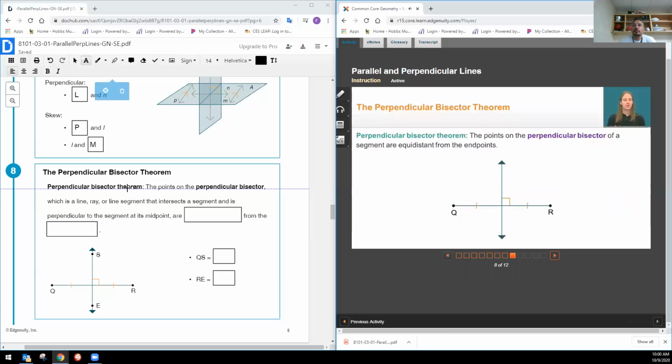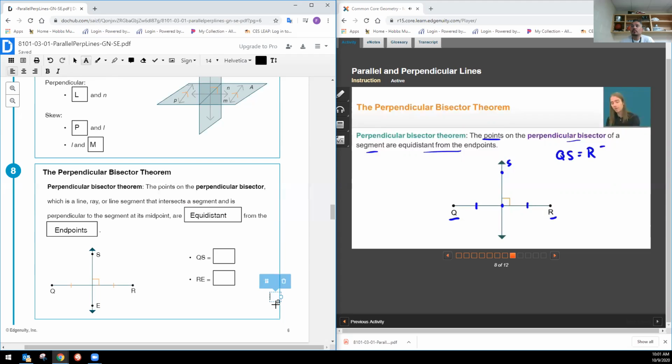The perpendicular bisector theorem tells us about the distance between points along a perpendicular bisector of a line segment and the line segment's endpoints, shown right here. We already know that a perpendicular bisector must intersect a line segment at its midpoint, which means that point is equidistant from the 2 endpoints of the segment. The theorem actually tells us that all the points on the perpendicular bisector of a segment are equidistant from the endpoints. So for example, if I take a point S, then the distance between Q and S is equal to the distance between R and S, which means that these line segments are congruent.